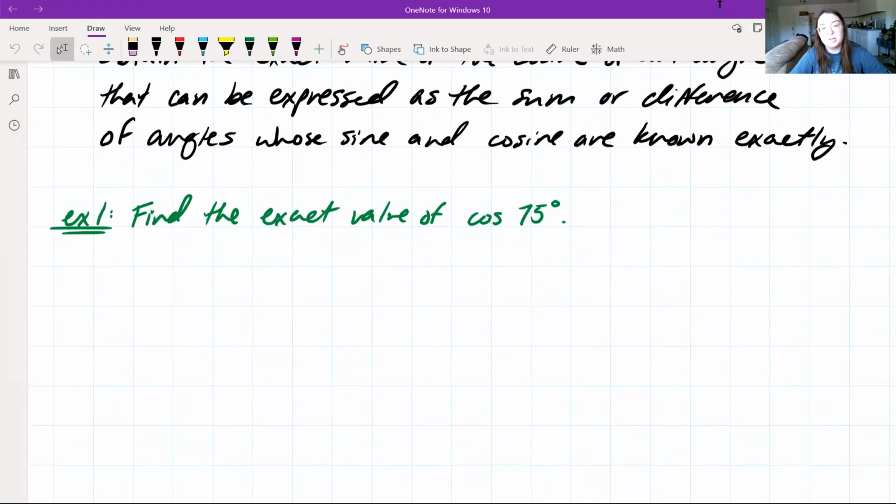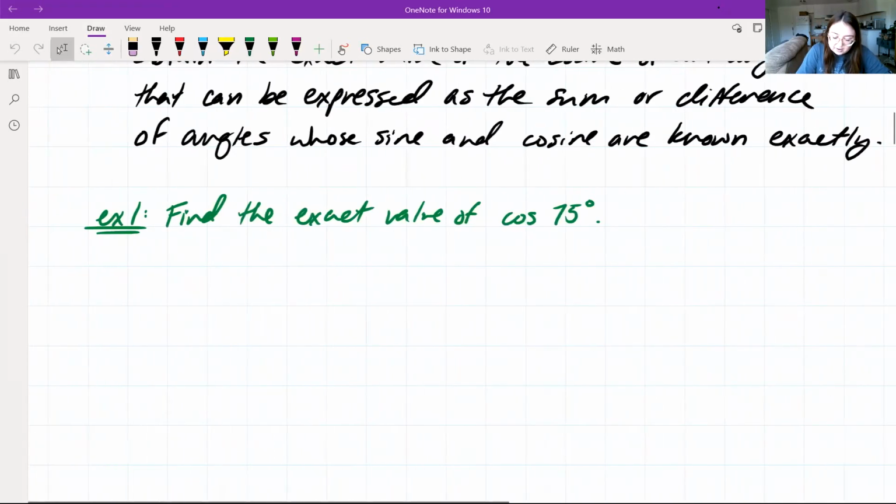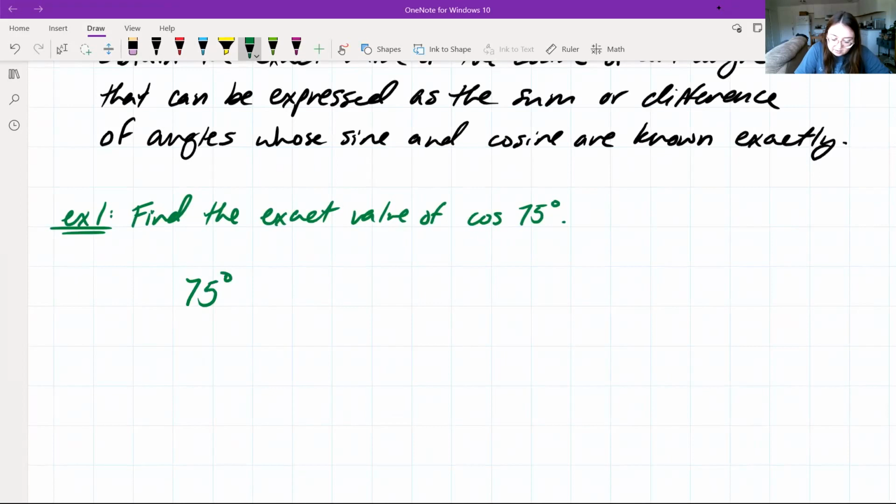So first thing we want to do is separate this into two angles that we already know. Two common angles that we can find cosine and sine of fairly easily because they're on our unit circle are going to be 30 and 45. So 75 degrees can be expressed as 45 degrees plus 30 degrees. So we can use these as well.